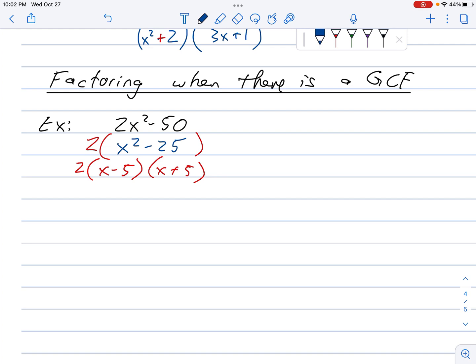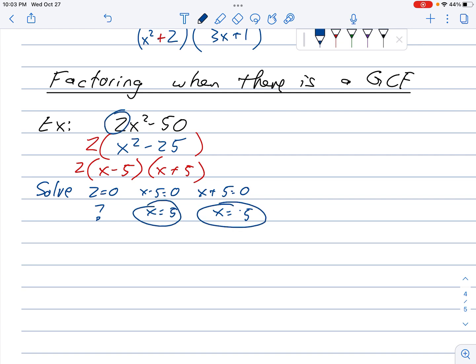If I were to solve this, we only deal with the things that have x's, because, right, we set each factor equal to 0. We set each factor equal to 0. And then how do I set 2 equal to 0? That makes no sense, right? So we just drop it. There's another method to kind of prove why we can ignore it, but I'll do that later. Okay, so I still only have 2 solutions. Really, that number just beefs it up. It doesn't change your x-intercepts.